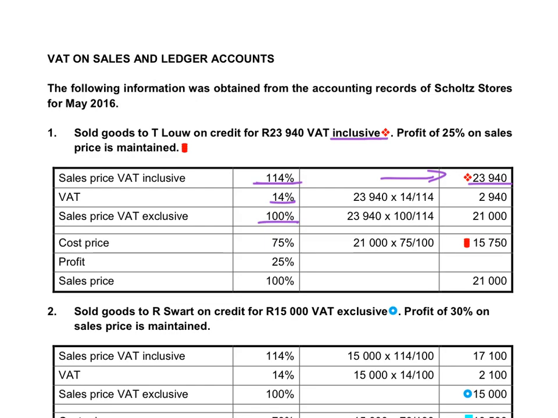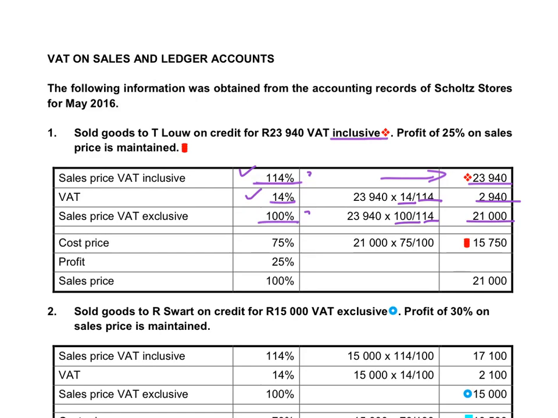If we want to calculate the VAT, the one that we want, 14, divided by the one that we know, 114, and that will give us 2,940. If we want to calculate the sales price, the one that we want, 100, divided by the one that we know, 114, and that will give us 21,000.